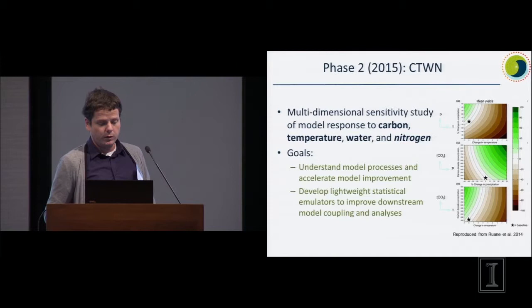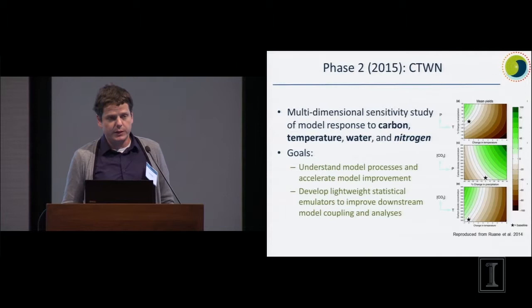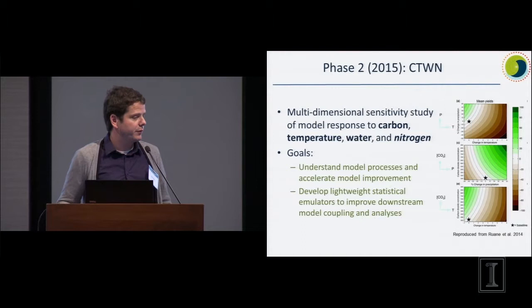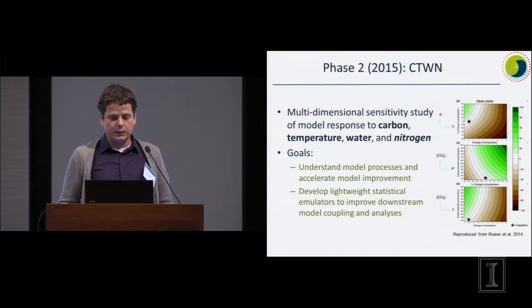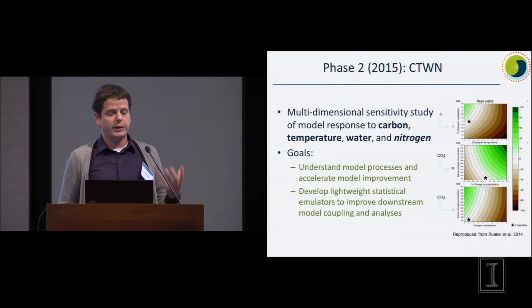Finally, the next phase of the project, which we are just about to start this fall, is trying to really and truly finally get at the very challenging problems of uncertainty that I've been mentioning throughout, which is a detailed, full four-dimensional study of the space of CO2, temperature, water, and nitrogen, which we call the CTWN. So we're using this ensemble of 12 to 15 global models to study the models' response and the interactions between carbon, temperature, water, and nitrogen.